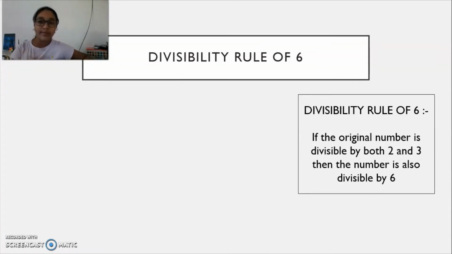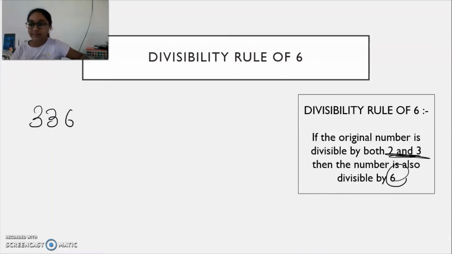If you know the divisibility rule of 2 and 3, you will get to know the divisibility rule of 6. So let me show you how to do that. If the original number is divisible by both 2 and 3, then the number is also divisible by 6. Suppose let's take the example of 336.